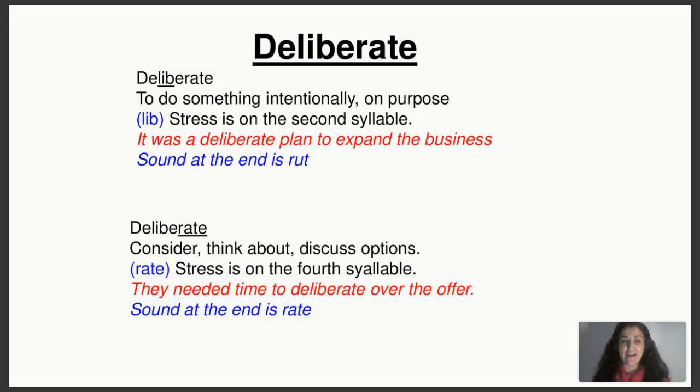Okay, then we have deliberate. And this is to consider, think about, discuss options. And the stress is on the fourth syllable, deliberate. They needed time to deliberate over the offer, to think about the offer.